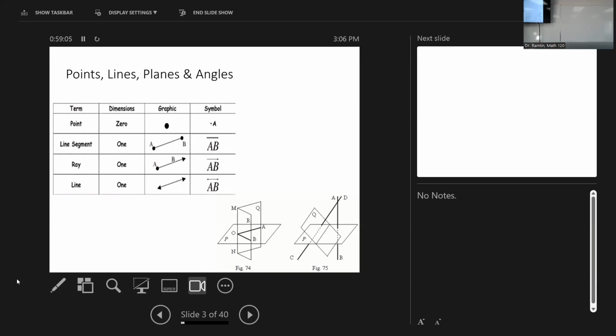A ray is when one side has an arrow. When you write it, it is AB with an arrow going from A to B. And then the line is one line, and it has the two arrows on the ends. It continues. So you can see here, we have MN, a line segment. This is a plane, and they intersect. Like this one could be line CD or BA or AB, doesn't matter, and that's their intersection point.